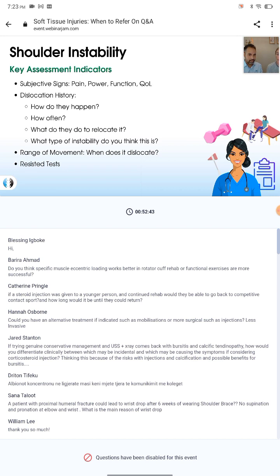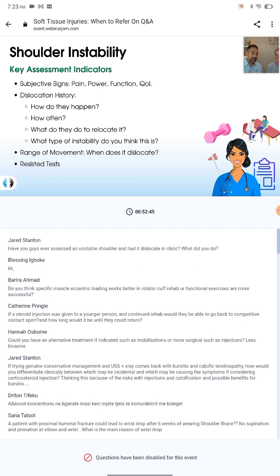Lovely. Great. And there's a question in the chat which is really important: if someone has a structural change but it doesn't give them any issues and it doesn't seem to be causing instability, would they be referred on? Probably not.